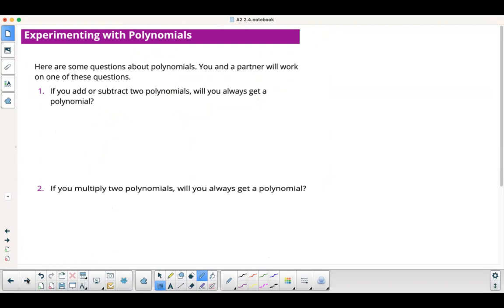All right, here are some questions about polynomials. If you add or subtract two polynomials, you will always get a polynomial. So I'm going to make up some polynomials here. I'm going to go with 3x squared plus 2x minus 4. That's my first polynomial. And I'm going to add another polynomial. Really it's like this polynomial plus that polynomial.